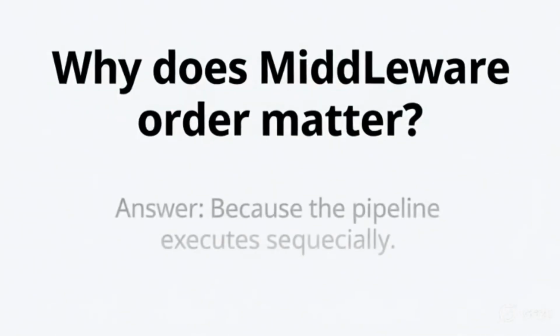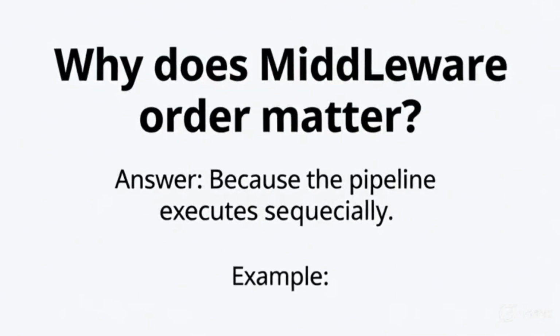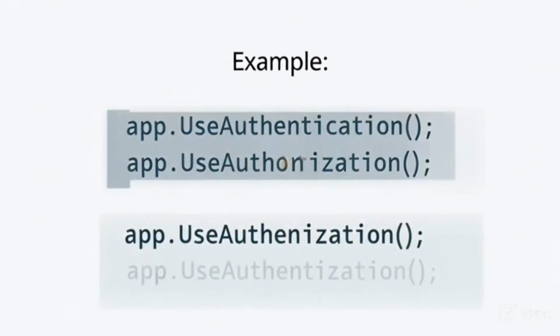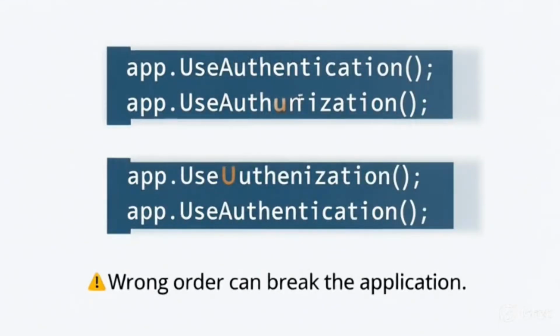Why does middleware order matter? Because the pipeline executes sequentially. For example, authentication must come before authorization. Reversing the order causes authorization to fail.